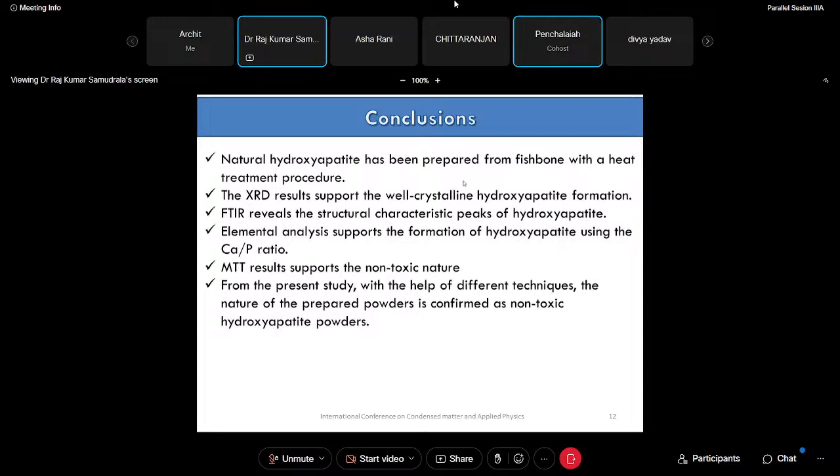Natural hydroxyapatite has been prepared from fish bone with the heat treatment method. XRD supports the well crystalline hydroxyapatite formation. FTIR also supports the characteristic peaks of hydroxyapatite, and even with the help of EDS, the calcium to phosphate ratio also supports the formation of hydroxyapatite. The MTT result supports the non-toxic nature of the material. From this, we can say the prepared powders are non-toxic hydroxyapatite powders.